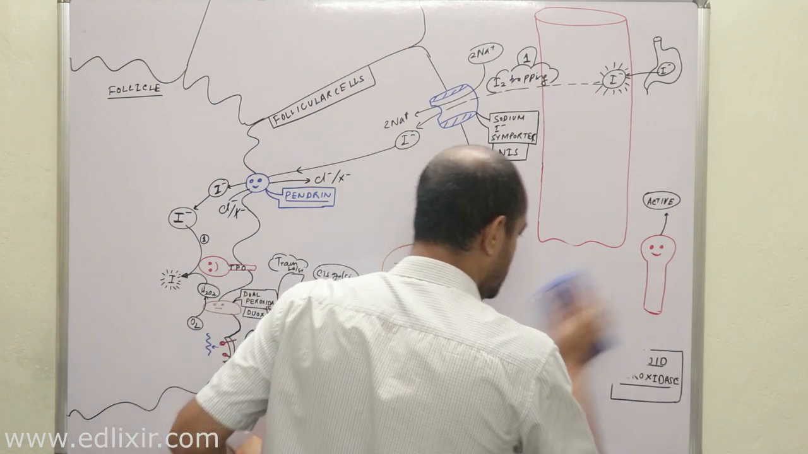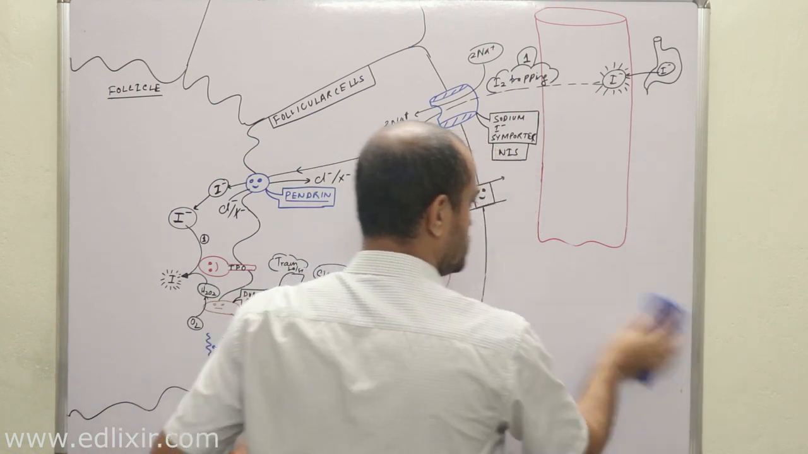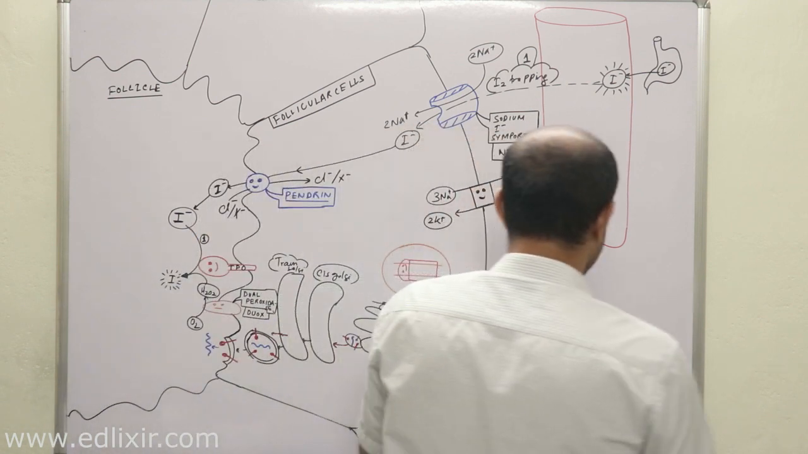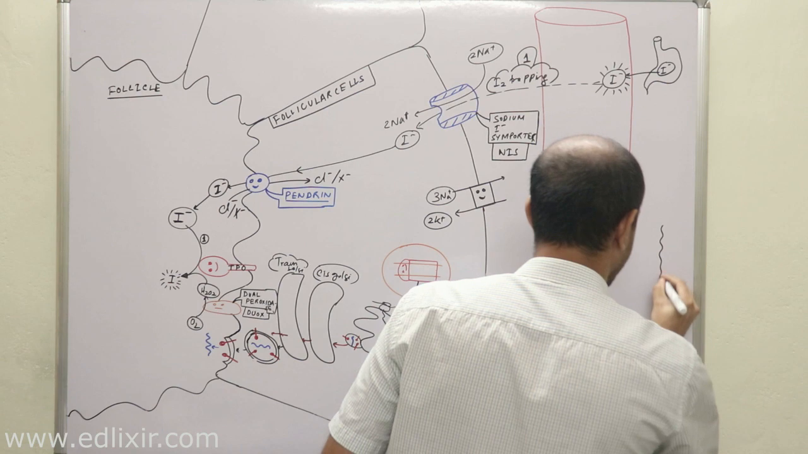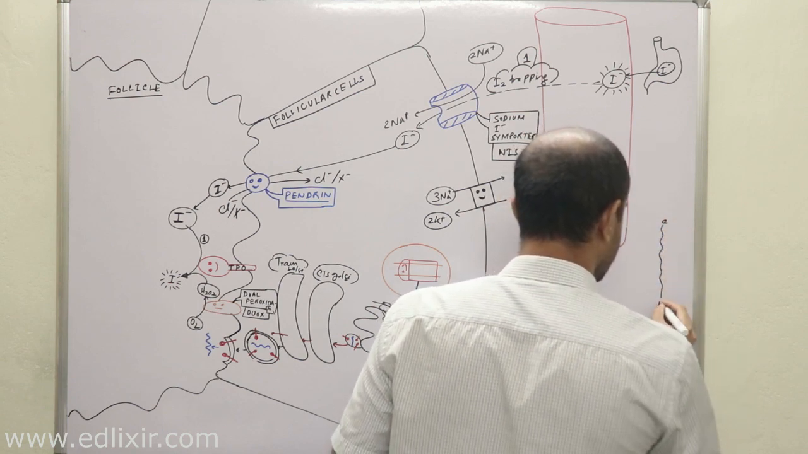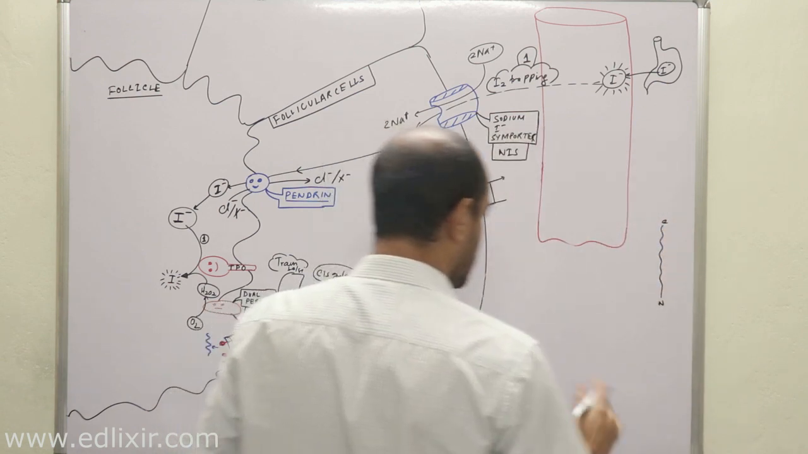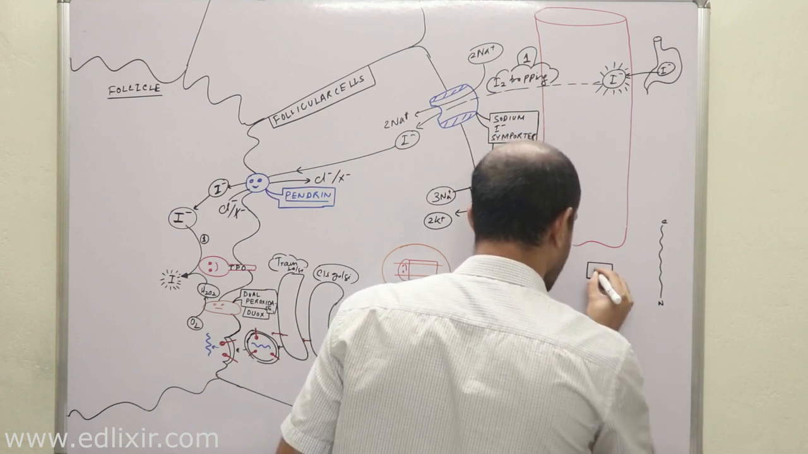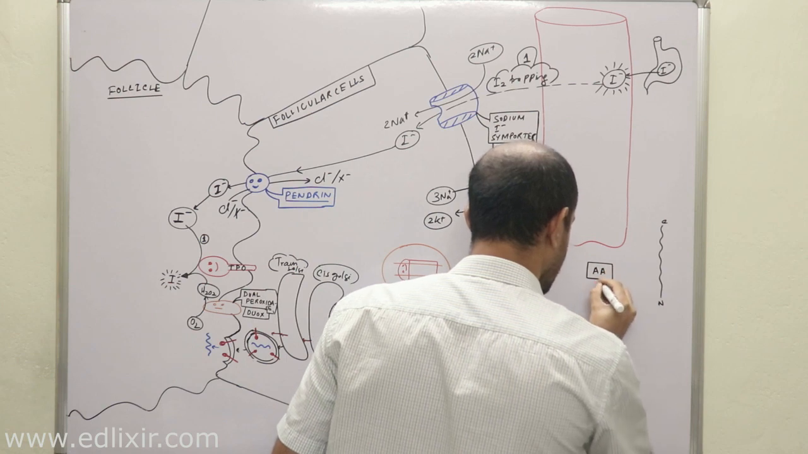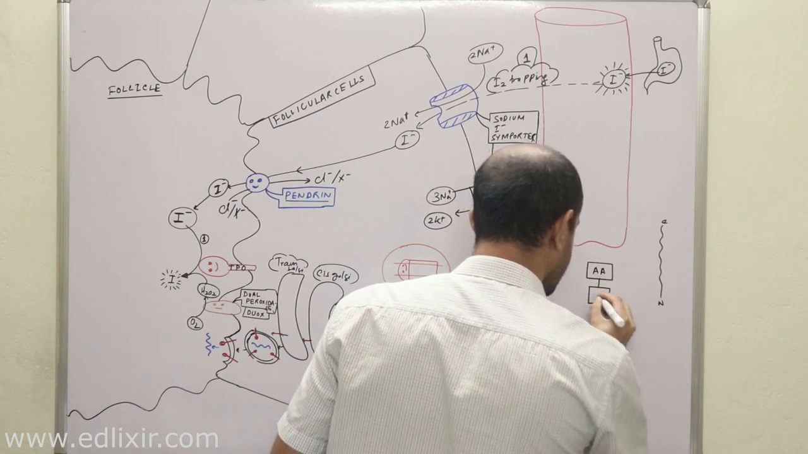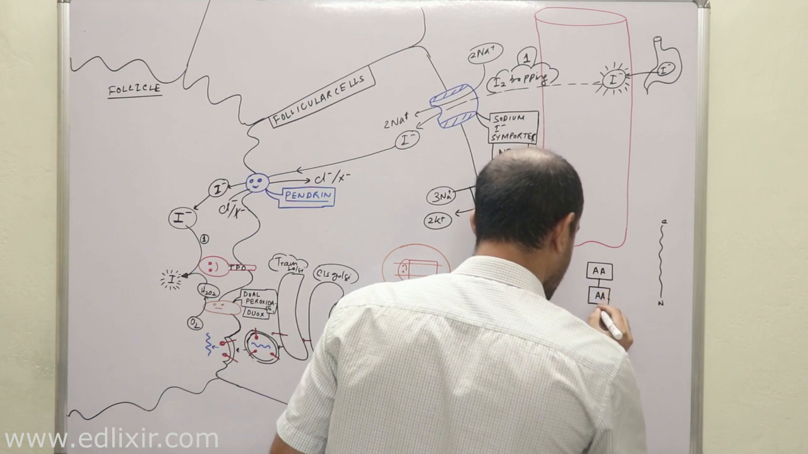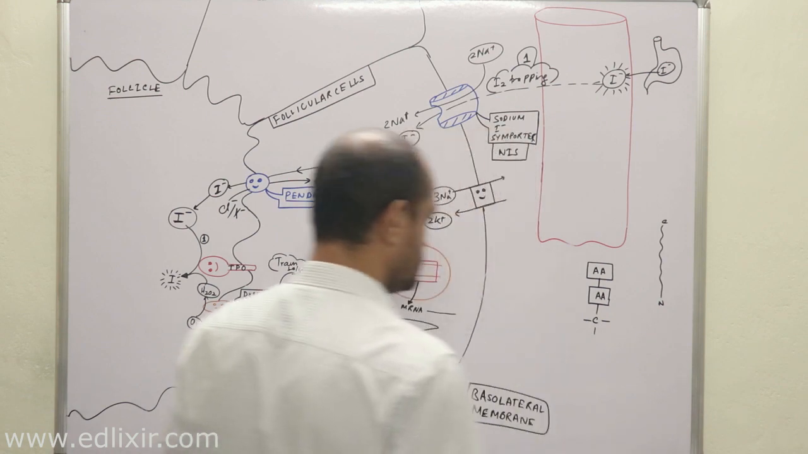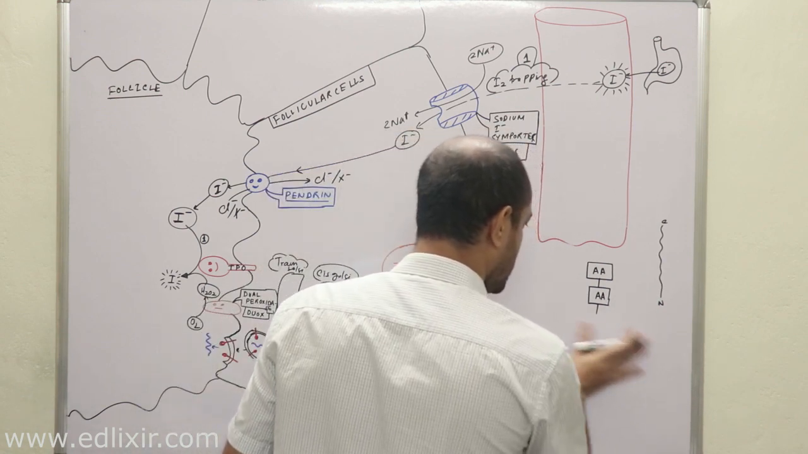Now listen, why am I telling this? I will be talking about thyroglobulin for some time. Suppose this is a thyroglobulin molecule. This is the C terminal and this is the N terminal. Suppose this is an amino acid, this is another amino acid, and here we will get a tyrosine molecule.